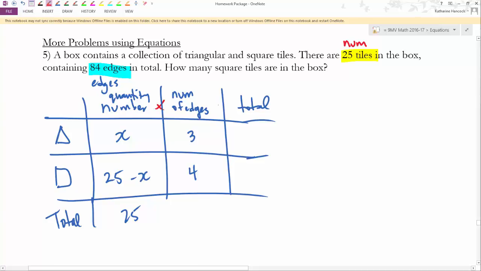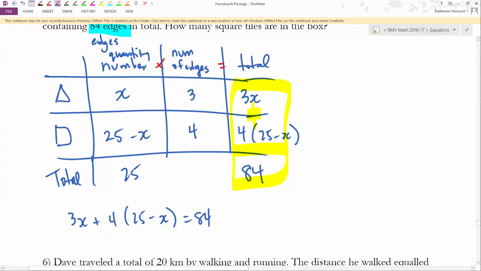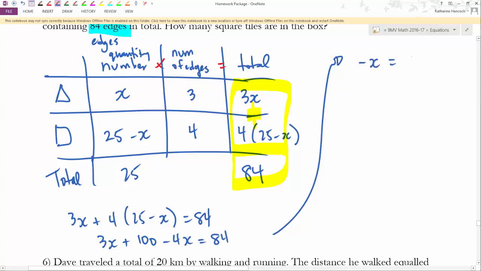Just like so many of the other ones, I'm going to get my total number of edges, which I know is 84. 3x of them are going to come from triangles, and 4 times 25 minus x are going to come from the squares. So all I did was multiply 4 times 25 minus x. Like all the other times, my equation is going to come from here. This plus this equals that. So 3x plus 4 times 25 minus x equals 84. Distribute, I get 3x plus 100 minus 4x equals 84. Bring it up here, I get minus x equals 84 minus 100, which is minus 16.